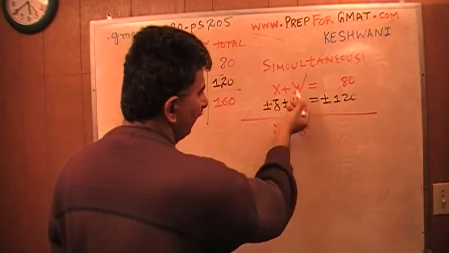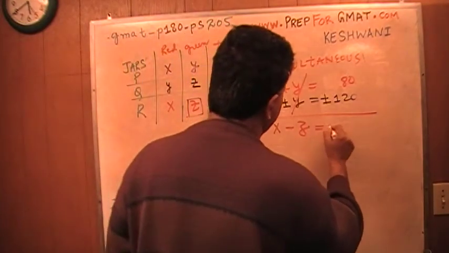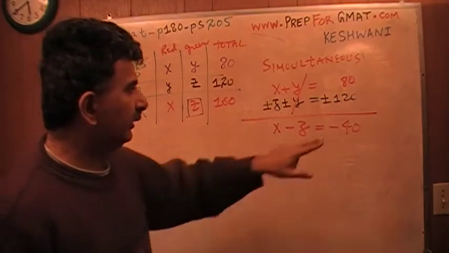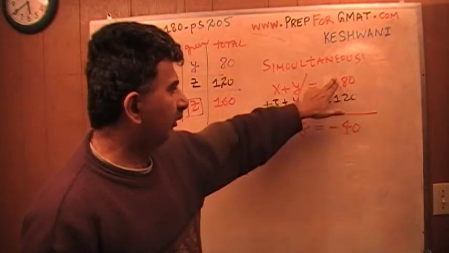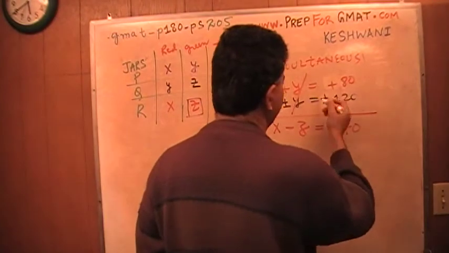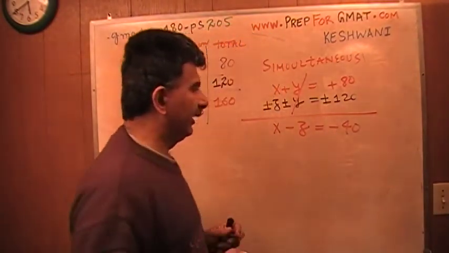Plus y and a negative y will cancel out. And here I end up with a negative 40. You have to keep track of your sign. This positive 120 becomes a negative 120. So 80 plus positive 80 plus a negative 120 will give me negative 40.